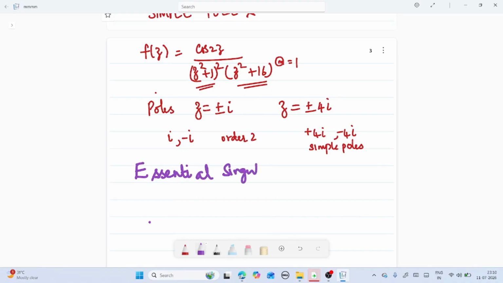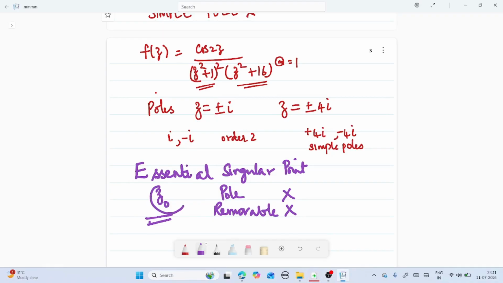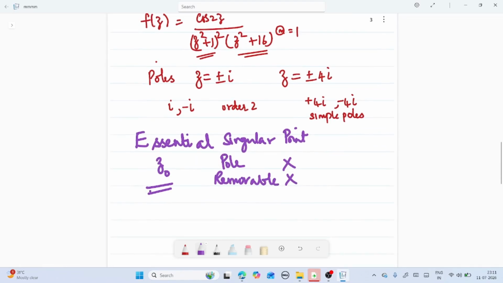Now we have seen what is a removable singular point and also we have seen what is a pole. If an isolated singular point is neither a pole nor a removable singular point, then it is an essential singular point. Just note it. This isolated singular point should neither be a pole nor be a removable singular point. Then it is said to be an essential singular point.